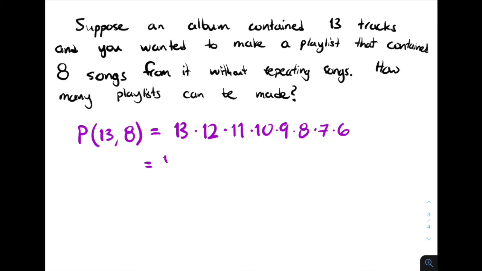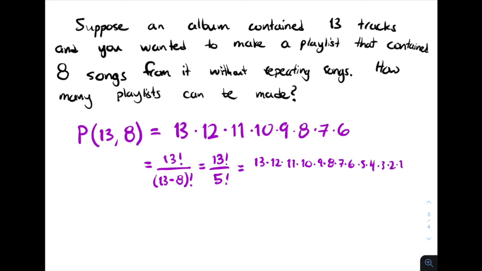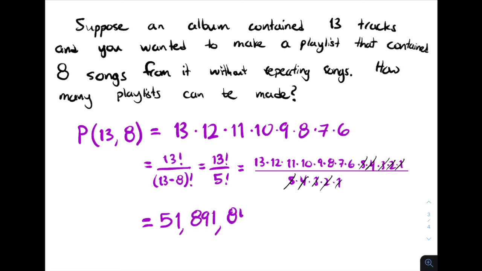Or we can use our formula, which says 13 factorial over 13 minus 8 factorial. 13 minus 8 is 5, so this is 13 factorial over 5 factorial, which is 13 times 12 times 11 times 10 times 9 times 8 times 7 times 6 times 5 times 4 times 3 times 2 times 1, all over 5 times 4 times 3 times 2 times 1. We'll notice that these last 5 terms cancel out, and we end up with the exact same as before, 13 times 12 times 11 times 10 times 9 times 8 times 7 times 6. As our final answer, we get that there are 51,891,840 ways to make an 8-long playlist from a set of 13 songs.